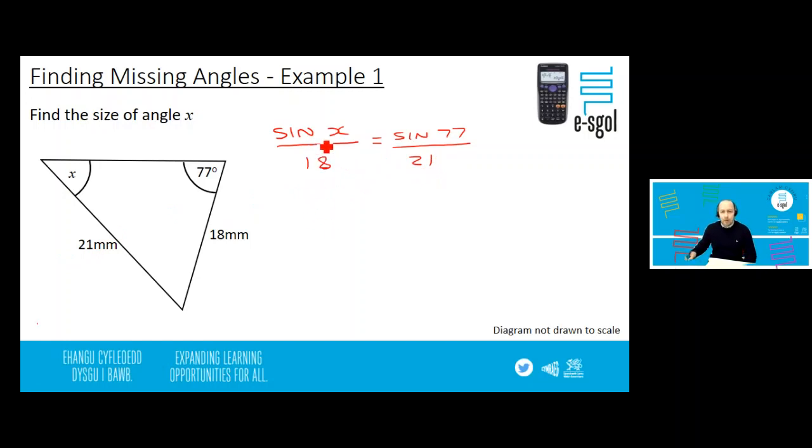Okay, so I want x on its own, really, because I want to solve the equation and find out what x is worth. But it's all divided by this 18, which is a bit of a pain. I don't want that there, so I will times both sides by 18. In effect, that 18 goes over the other side as a multiply. So the sine of x equals 18 times the sine of 77. It wouldn't be the end of the world if you wrote that the other way around, sine 77 times 18. I don't think that would affect our answer in any way. I'm going to divide that by 21, which is on the bottom.